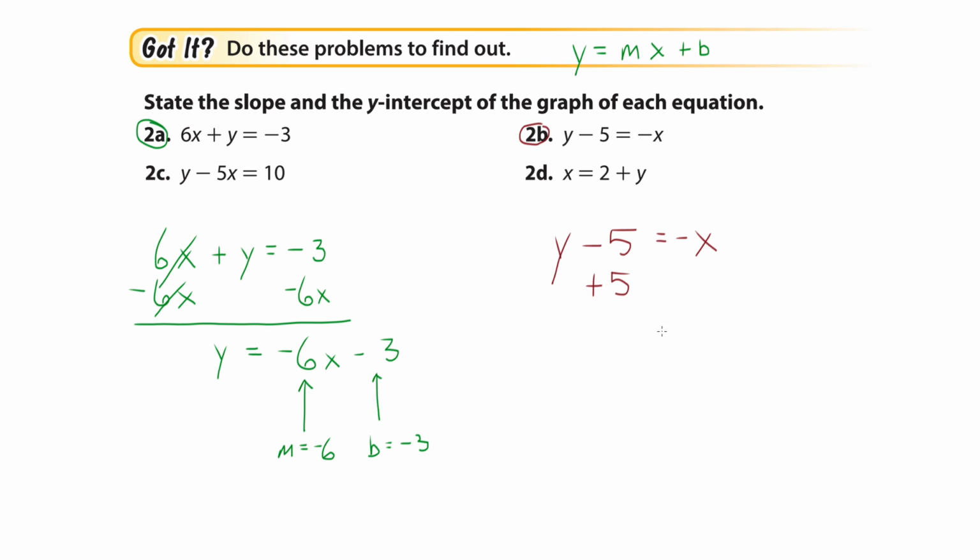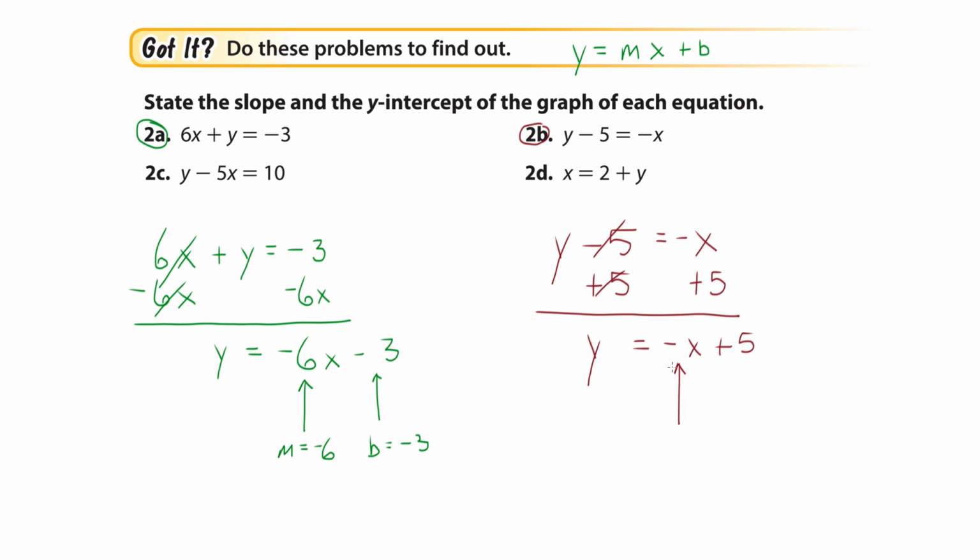So if I add 5 after subtracting 5, these two will cancel out. But again, if we do something to the left side of the equal sign, we have to do the same thing to the right. So I'm going to put a +5 on the right side as well. And so if I have a -5 plus 5, that'll go away. So y equals, and again we want the x term listed first, so I'm going to put a -x and then the +5. Now that this is in slope-intercept form, the slope and the y-intercept are just sitting there waiting for us.